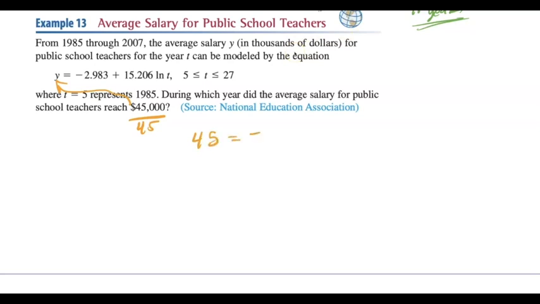45 = −2.983 + 15.206 ln t. Our whole goal is to get the natural log by itself, and then we're going to take e to both sides. First, let's get rid of this. Add 2.983 to both sides. I get 47.983.